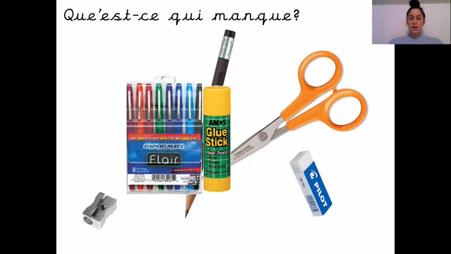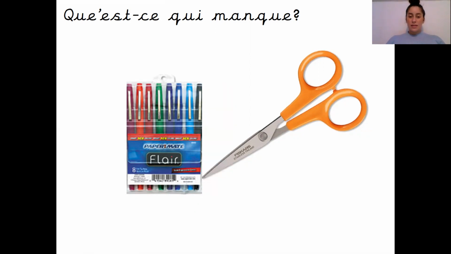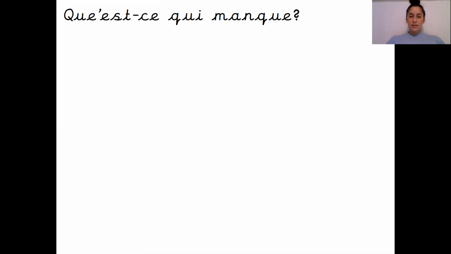And this time it's your turn to say in French the name of the item that's missing. Qu'est-ce qui manque? And now, qu'est-ce qui manque? How about now? Qu'est-ce qui manque? And now? And finally?